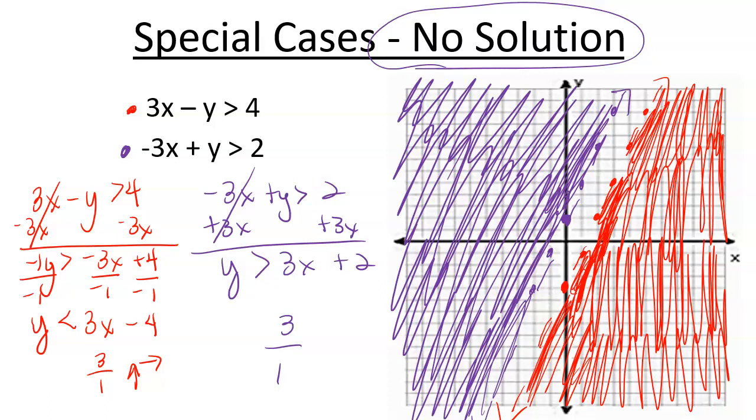Now, you could have parallel lines that do intersect with one another, but the purple one, for example, would have had to have been shaded below. If it was y is less than 3x plus 2 and we shaded below the line, we would have an overlap area. Okay, so I do need you to realize that parallel lines don't necessarily mean no solution with inequalities. It just depends on how they're shaded.